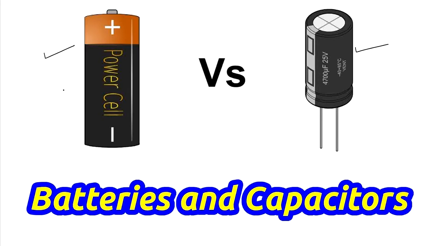Along with it, there are some other differences. The charging and discharging of capacitor is much faster than a battery, whereas the battery can store more electrical energy than a capacitor for the same area.